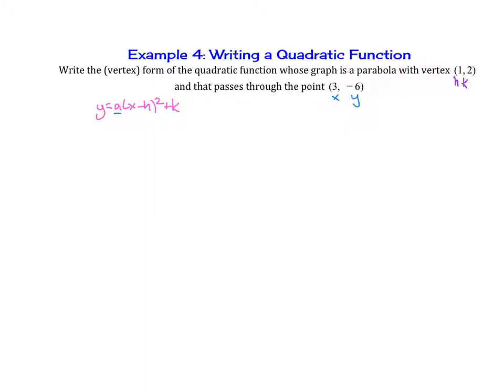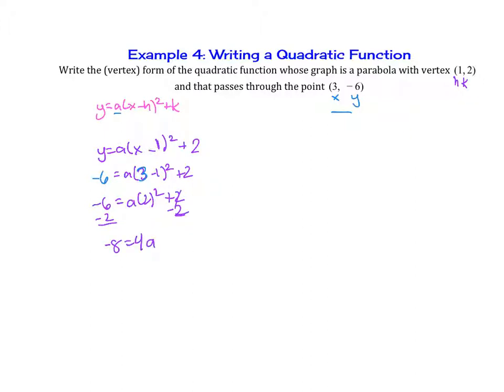So first I'll do y equals a times (x minus our h, which is 1) squared plus our k value of 2. Then let's substitute our x and y values. So y is negative 6 equals a times (3 minus 1) squared plus 2. So let's simplify. Negative 6 equals a times 2 squared plus 2. Let's subtract 2 from both sides. We get negative 8 equals 4a, or a equals negative 2.